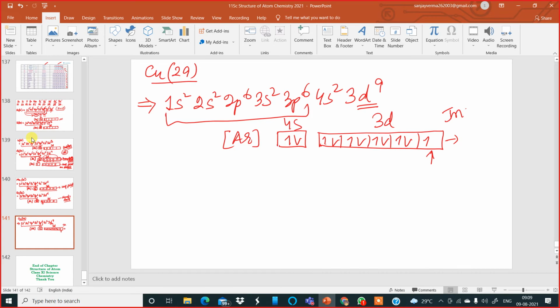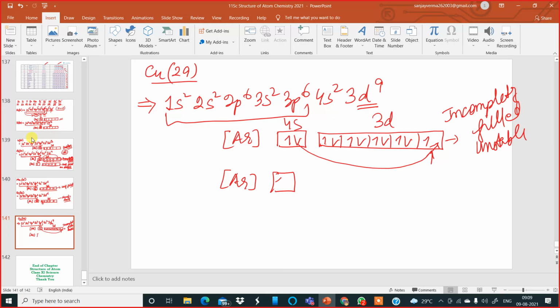Unstable, incompletely filled. It is incompletely filled, which is making it unstable. So what has to be done? A small manipulation has been done where one of the 4s electrons is transferred to the 3d orbital, and it has been made like argon, then 4s one electron, and then the 3d subshell becomes like this: 1 2 3 4 5 6 7 8 9 and 10.